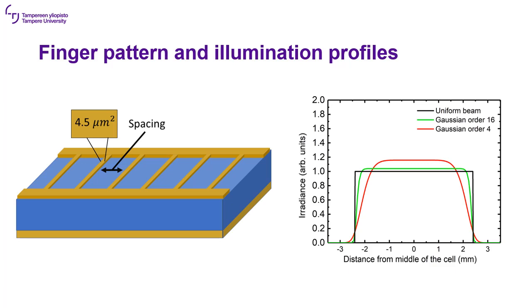We did this optimization case study with three different illumination profiles. Two of them are super-Gaussian top hat distributions, which are common for a multi-mode fiber output beam shape. These fibers are often used in power over fiber applications. We also used a uniform beam as a comparison.